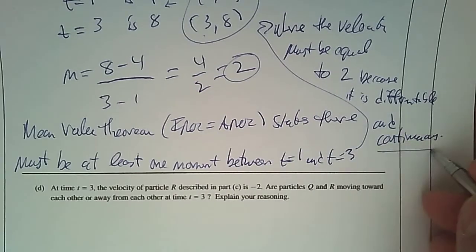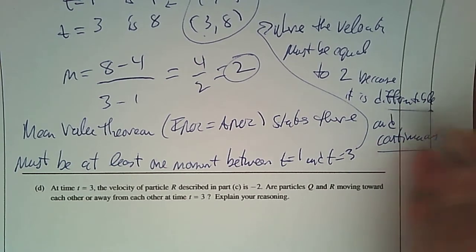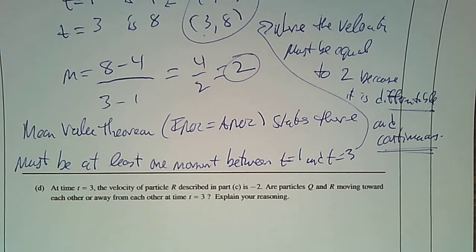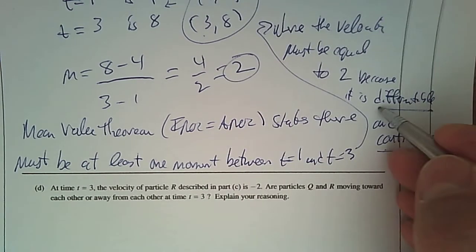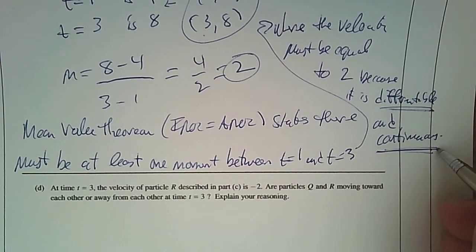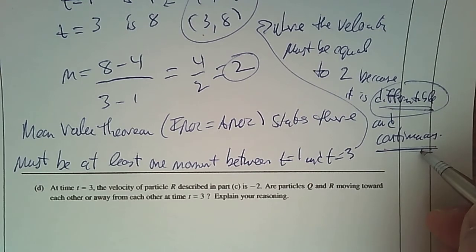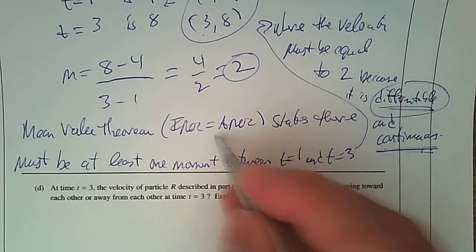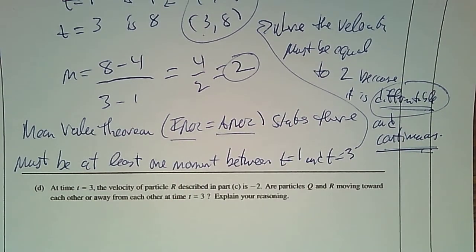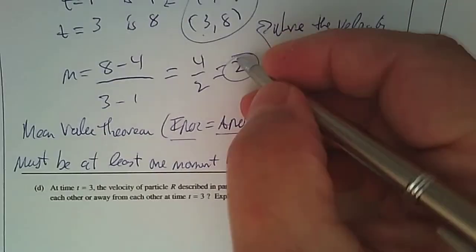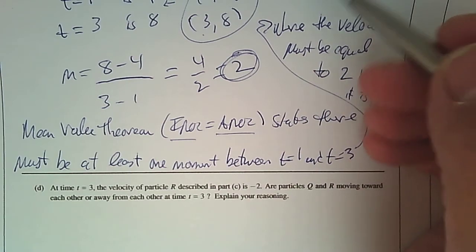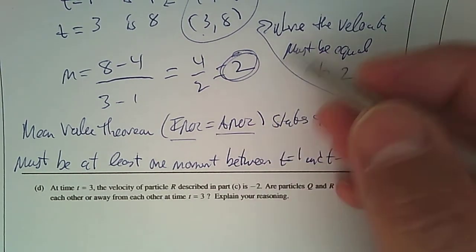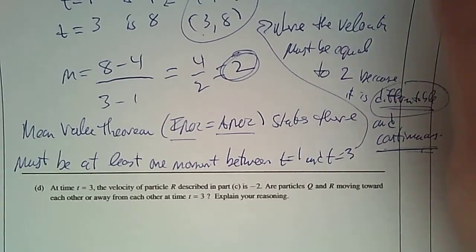You could be continuous but not differentiable, but you cannot be differentiable and not continuous. If it's differentiable, it is continuous. So from 1 to 3, is it differentiable and continuous? And really, differentiable means it's also continuous. Then there must be at least one moment in time where the average rate of change must equal the instantaneous rate of change. So we know the average rate of change is 2, so there must be a moment in velocity where the IROC, the instantaneous, must also equal it. It might be more than 1.